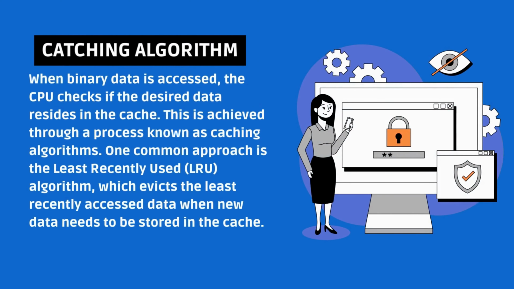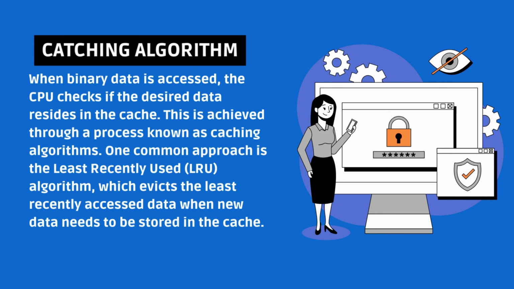When binary data is accessed, the CPU checks if the desired data resides in the cache. This is achieved through a process known as caching algorithms. One common approach is the least recently used (LRU) algorithm, which evicts the least recently accessed data when new data needs to be stored in the cache.